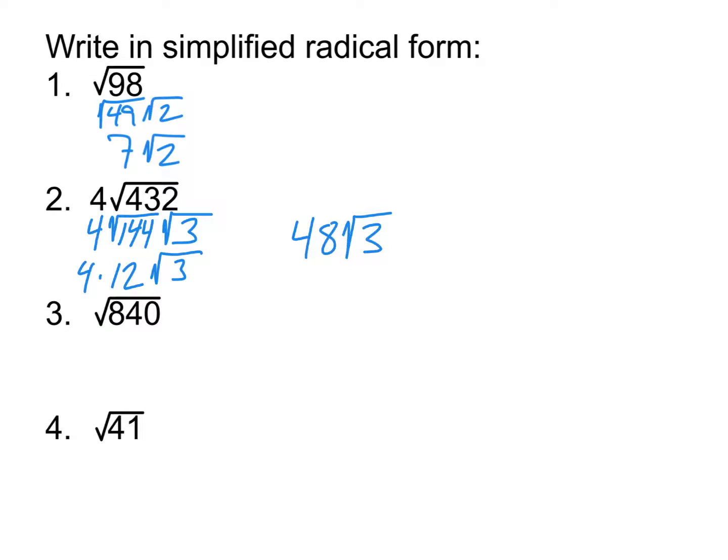Number 3 makes people angry, because we can go through all of the perfect squares, and you'll find there is a perfect square that goes into it. But it's 4.